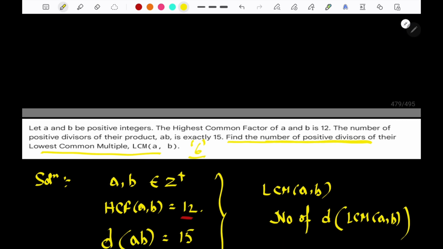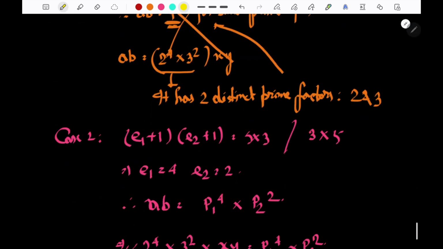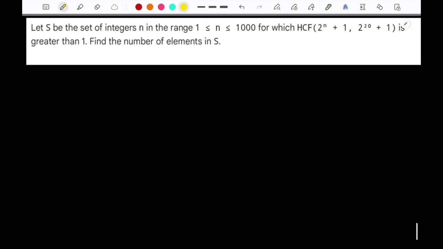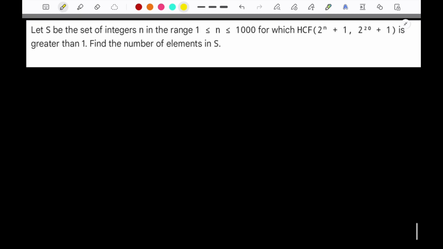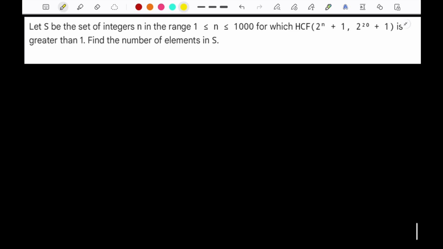Done. Next question says, let S be the set of integers in the range n greater than or equal to 1, less than or equal to 1000, for which HCF of 2 to the power n plus 1 comma 2 to the power 20 plus 1 is greater than 1. Find the number of elements in S. Super. Again an amazing question.